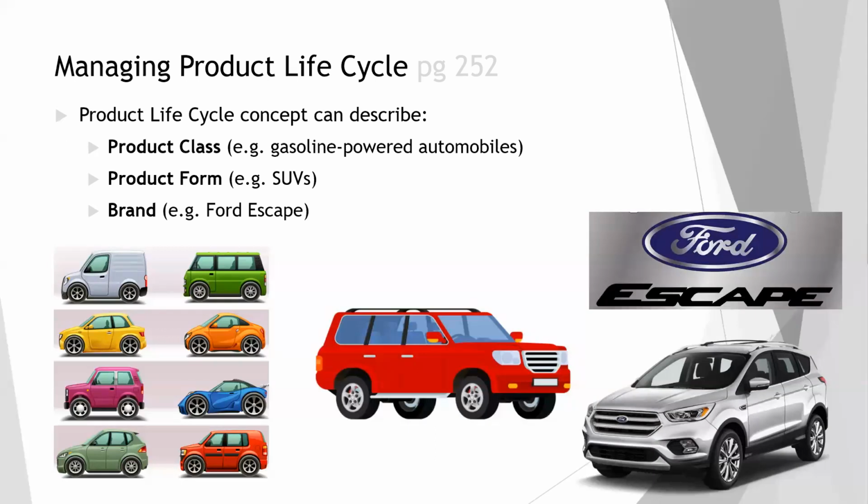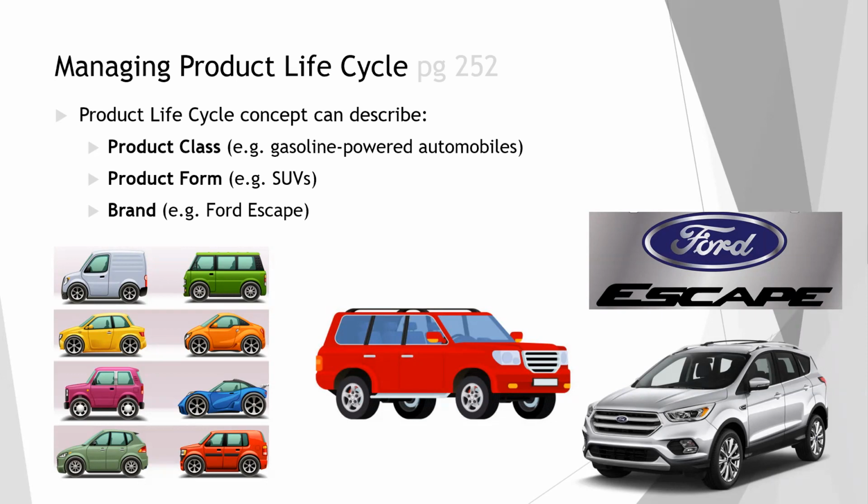So the product life cycle concept can describe a product class, a product form, or a specific brand. So what do those mean? So I'll give you some examples of what I mean by these 3 different concepts. So a product class is usually a very broad concept. So for example, a product class of vehicles could be gasoline-powered automobiles.